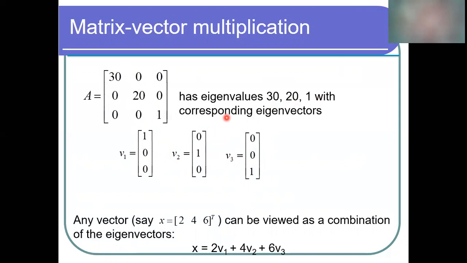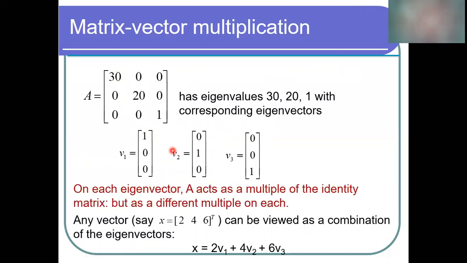the Gauss-Jordan elimination method. So dear student, if I take any vector from R3, it can be written as 2v1 plus 4v2 plus 6v3. It can be written as a linear combination of the eigenvectors of this matrix.